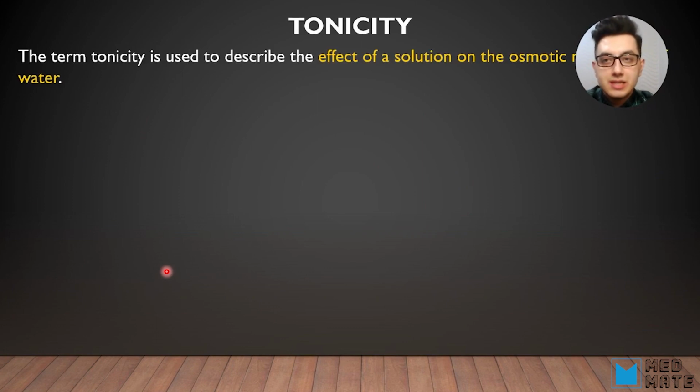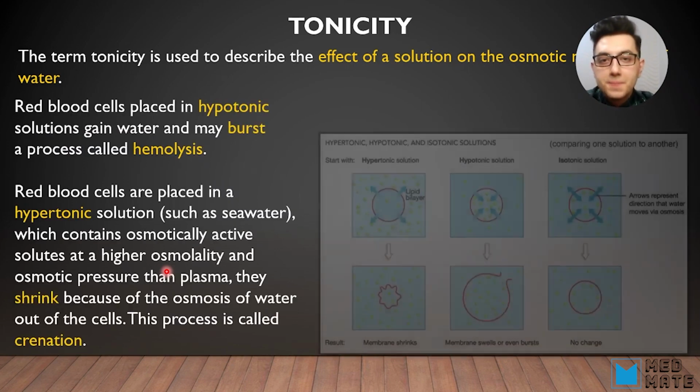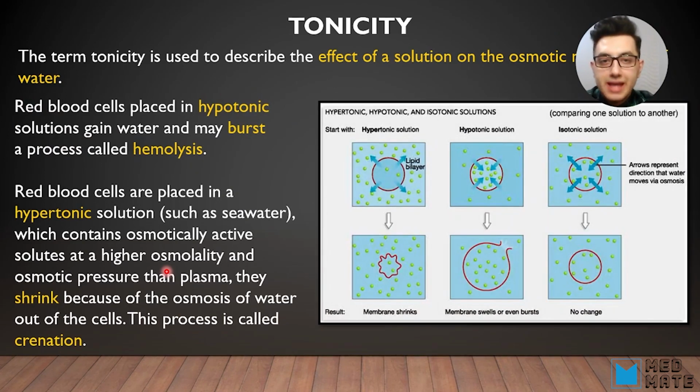So the other term is tonicity. What is tonicity? The term tonicity is used to describe the effect of a solution on the osmotic movement of water. Here, let me give you an example. Here we have red blood cells, and let's imagine we put this red blood cell into a hypotonic solution. What does hypotonic mean? It means that there is a lower concentration of molecules in this solution.